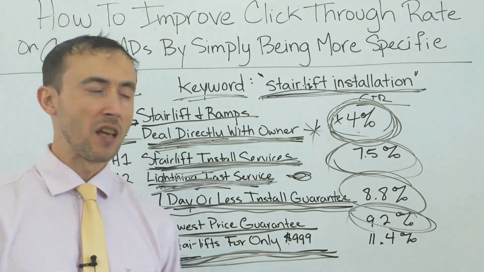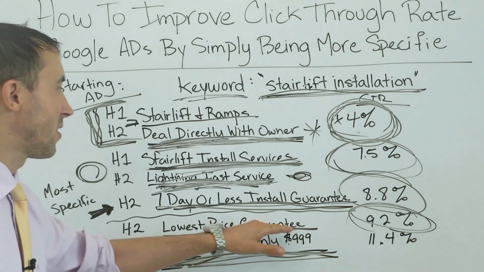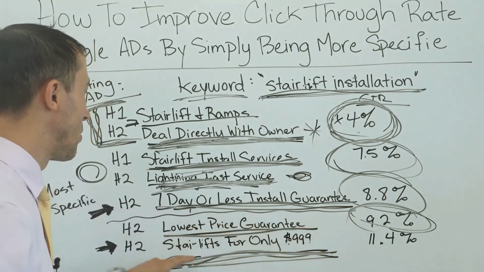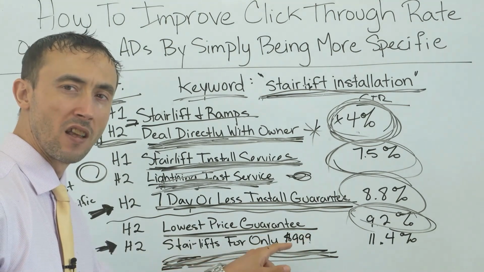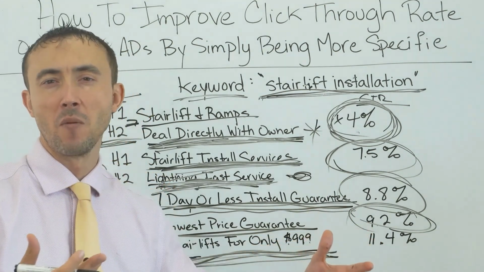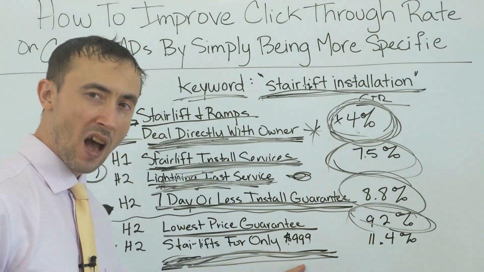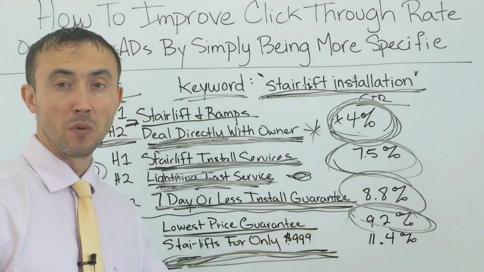All the other ads that we tested, actually, all we did was take the lowest price guarantee, which got 9% click-through rates, and we just went ahead and set a price of what it is that we're charging. Low is so arbitrary. It doesn't actually tell you anything really. But when you say a price, now I understand completely.